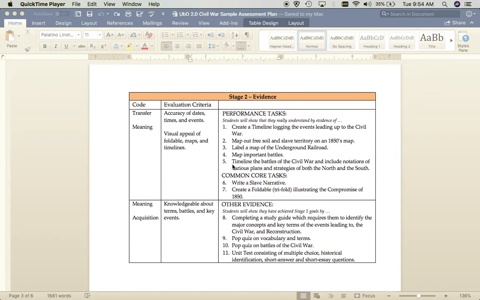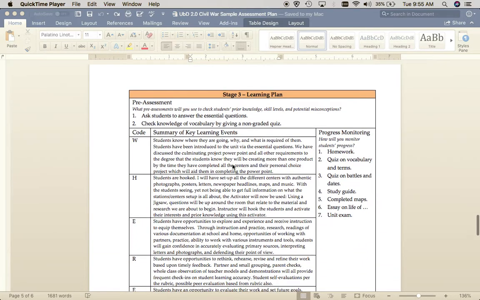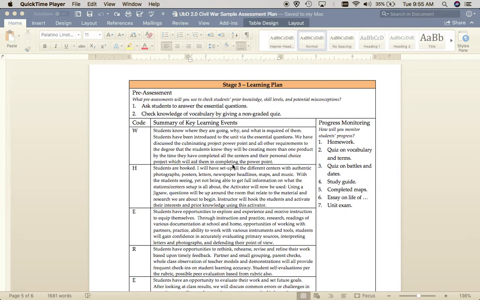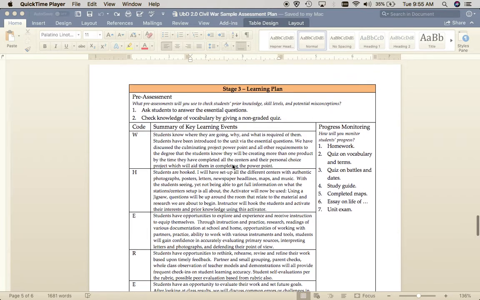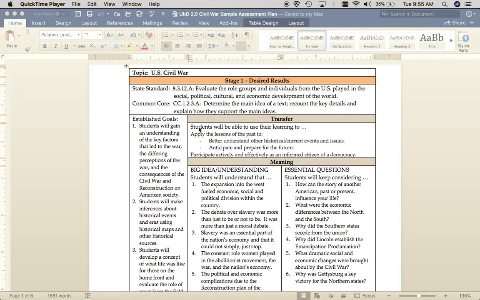Stage two is where you develop your evidence. So these will be your assessments. We'll talk more about that later. Stage three will be your lesson plan or unit plan and how you execute your desired results, and then your assessments and how you're going to do all that. We'll talk about that later. There's really no need for us to focus on that right now. We're going to focus on this.